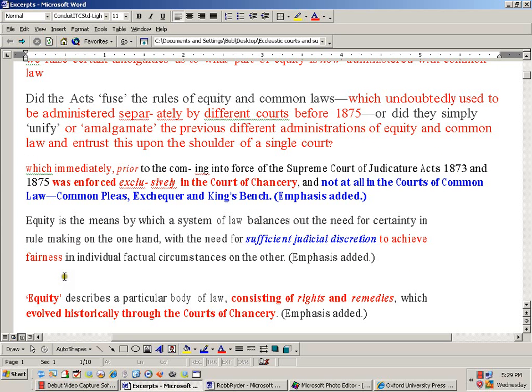Equity is a means by which a system of law balances out the need of certainty in rulemaking on the one hand with the need of sufficient judicial discretion to achieve fairness in individual factual circumstances on the other hand. So what they're saying is when they write a law, now what I don't know if I put these in here or not, but when they talk about common law in here, they're talking about custom, traditions, and parliament, right, which are statutes. And that makes up the common law, and they call that the law of the land. Because Parliament are all landowners. You ain't. That's why you're not in Parliament. You're not a lord. We're trying to get our lordship.